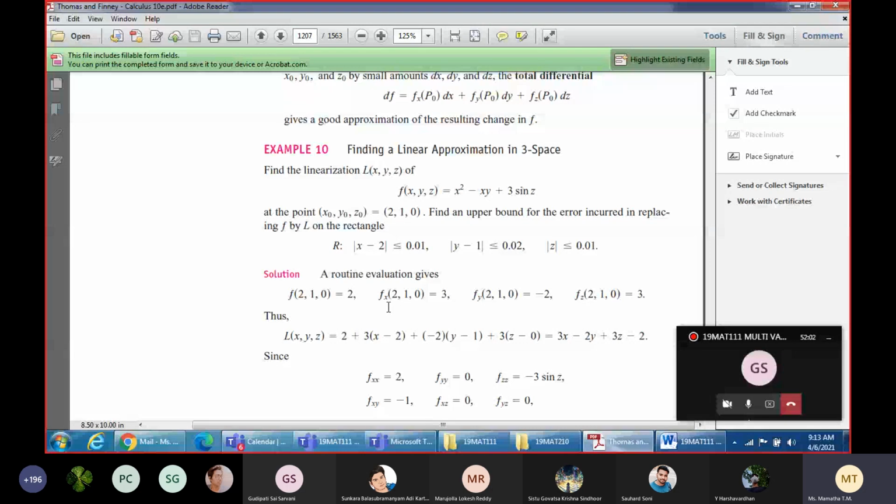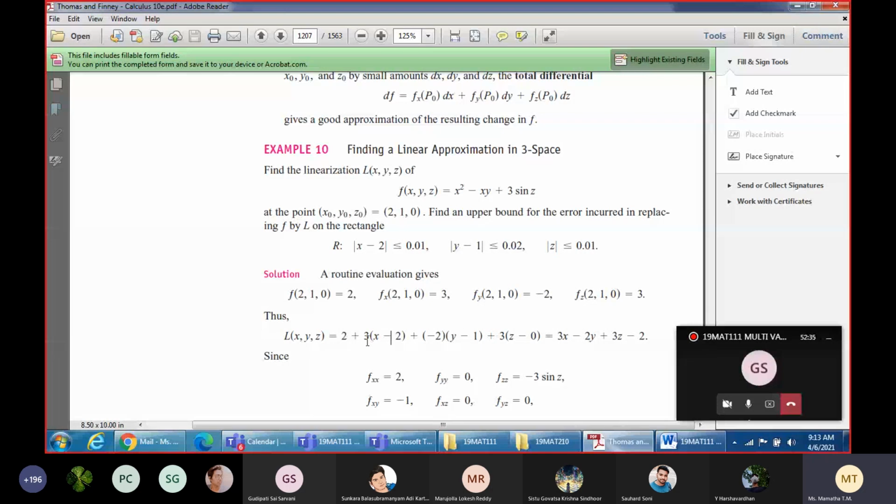So we find the derivative of f with respect to x, which will be 2x minus y. Derivative of f with respect to y will be minus x. And with respect to z, it will be 3 cos z. So substitute the values x naught, y naught, z naught. So you find f of p, dou f by dou x at p, dou f by dou y at p, dou f by dou z at p, and you substitute.